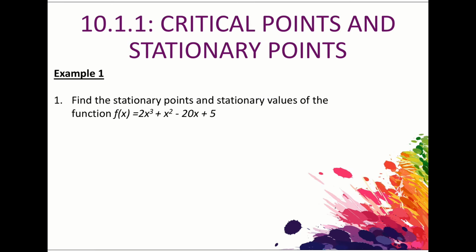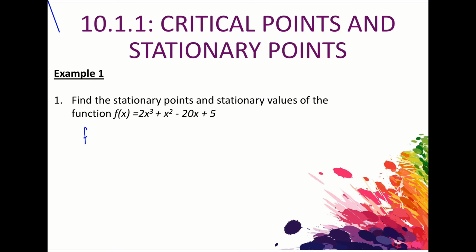Now we have come to example 1, question number 1. Find the stationary points and stationary values of the function f(x) equals 2x cubed plus x squared minus 20x plus 5. From our lesson, we know that at a stationary point, the value of the first derivative of f(x), or f prime x, is equal to 0.